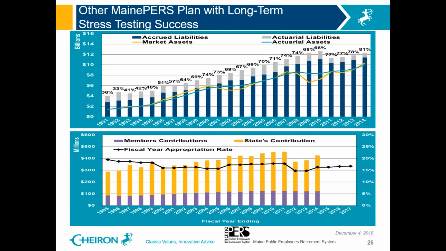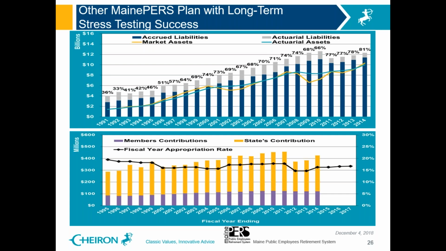And you can see in the chart where we have records back to, because there was a fire and all of our records were lost at one point. But in 91, the plan had become 36% funded and was steadily increasing. And you can see it continue to increase.